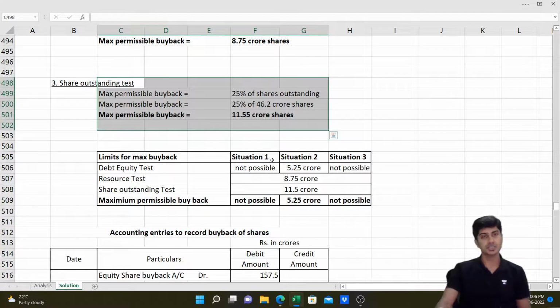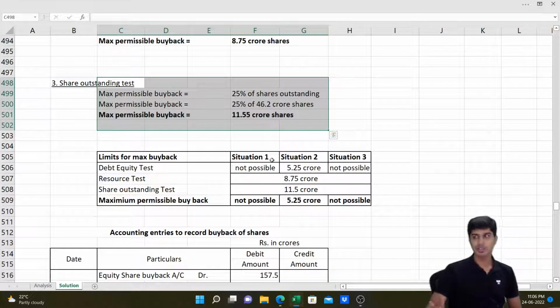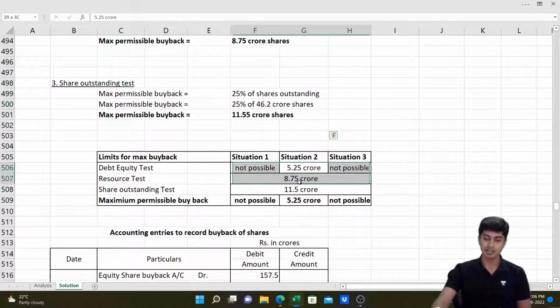So we had 3 situations, 3 debt scenarios. In the first scenario, no buyback possible. In the third scenario, no buyback possible based on the first condition. Only in the second situation is 5.25 crores possible.